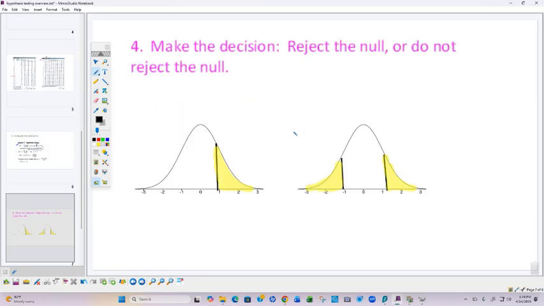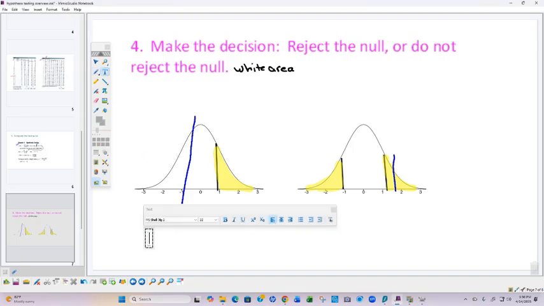Step 4 never changes. It is either reject the null or do not reject the null. So let's look at this and do a couple of cases. The null is always the white area. Always the white area. Okay, so I'm going to give you a couple of examples here. If my test value is here, what would I do? If my test value is over here, what would I do? Let's talk about those two cases.